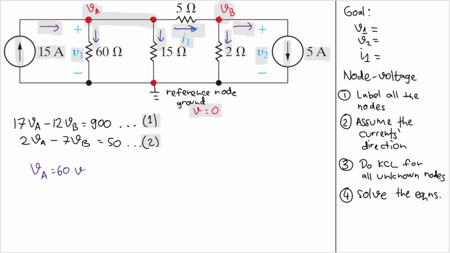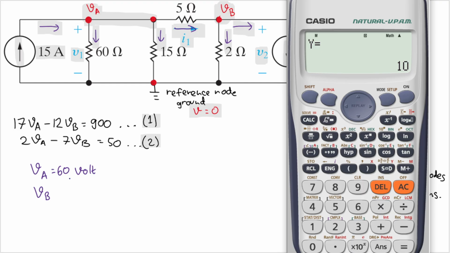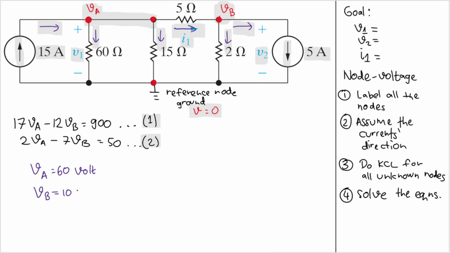Okay, that is a nice number. And what is VB? VB here is the Y value, which is 10 volt. We will have 10 volt. Okay, now we got our nodal voltage values, VA and VB. But the question does not ask about VA and VB, but V1, V2, and I1. So that is the last step of this problem, which is to answer the questions.